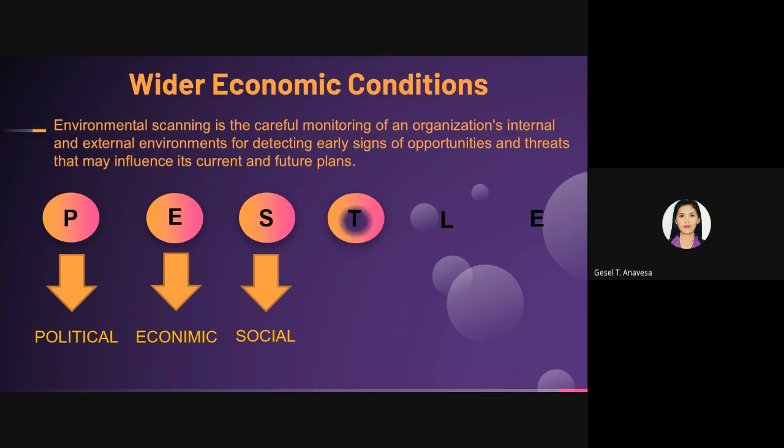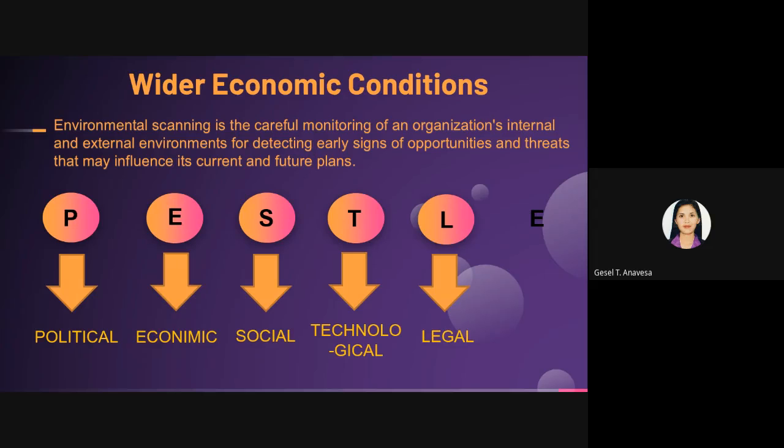And then T for technological. So technological issues and trends like development in technology, mga electronic services, and booking online and others. L for legal. So legal issues and trends like business permits or mga permits from the different government agencies. And lastly, E for environmental. So environmental issues and trends like go green or no plastic policies.